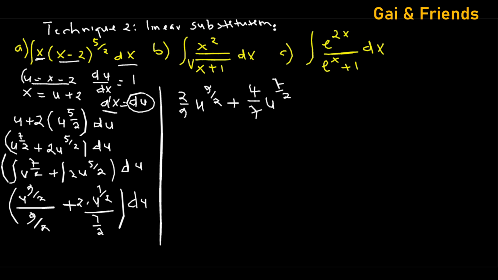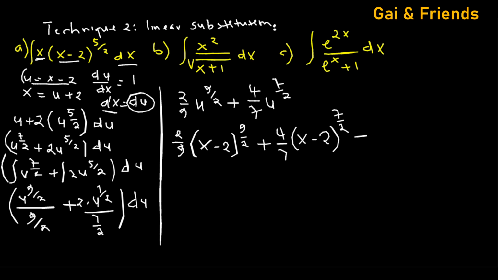Alright, now you can substitute the value of u, which is x minus 2. So it's going to be 2 over 9 times x minus 2 raised to power 9 over 2 plus 4 over 7 times x minus 2 raised to the power 7 over 2, and then plus c. Now this should be your final answer.